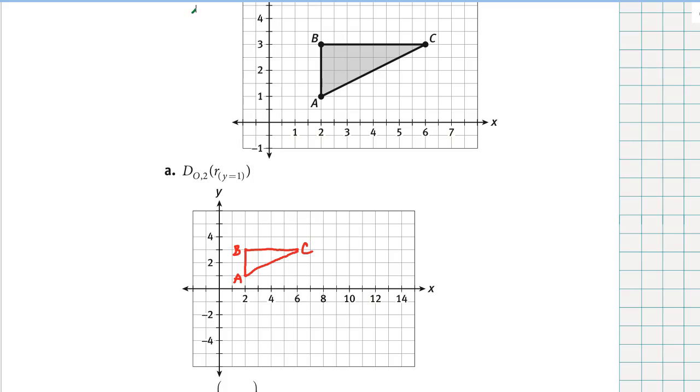So here's what you need. All we were doing is copying triangle ABC onto this fresh grid. A is at 2, 1, B is 2, 3, C is at 6, 3. Make sure you have this correct before we do the reflection or the dilation.